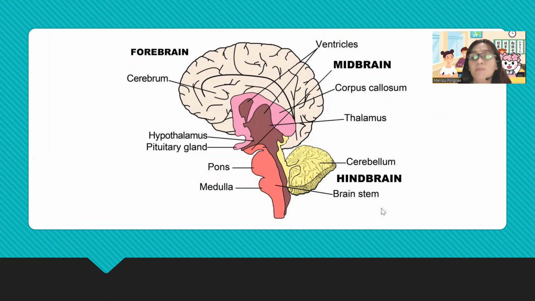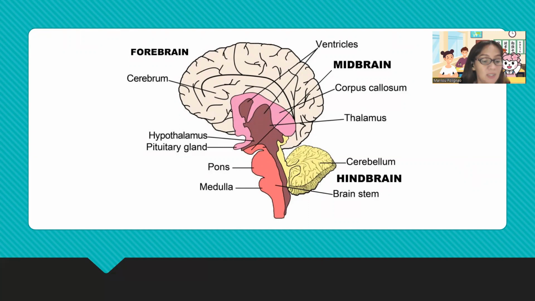Okay, brain stem. So, ito po yung brain stem. It controls life-supporting functions such as regulation of heart rate, respiration, and swallowing, etc. So, siya po yung nagsasabi kung paano mag-regulate ng heart rate and respiration and swallowing sa paglunok.